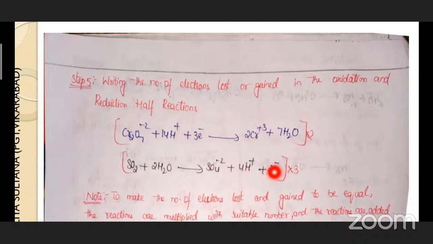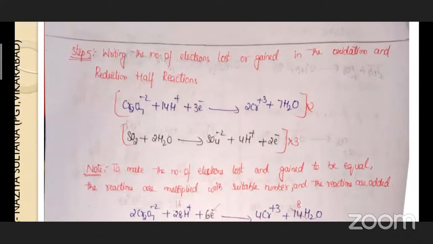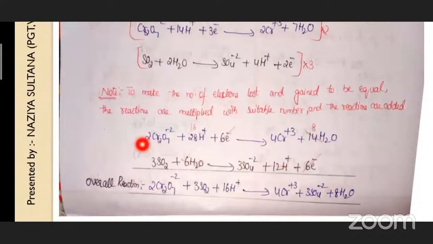Now you see, 3 electrons are gained by chromium, 2 electrons are lost by sulfur. This is not equal. So what I will be doing is multiplying this reaction with 3 and the above reaction with 2, so that the number of electrons would be 6, an equal number of lost and gained electrons. 2 into 3 is 6 and 3 into 2 would be 6 only. Now we have to add the half reactions. Let us see how it is done.